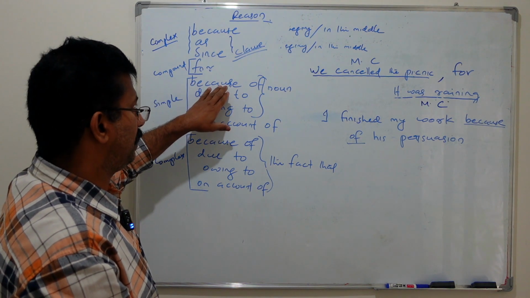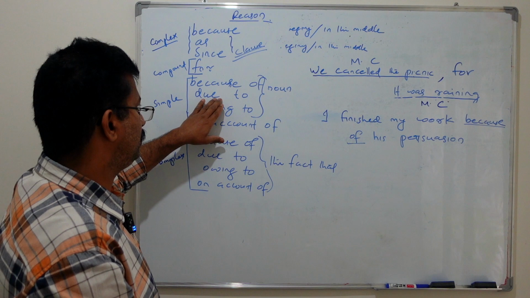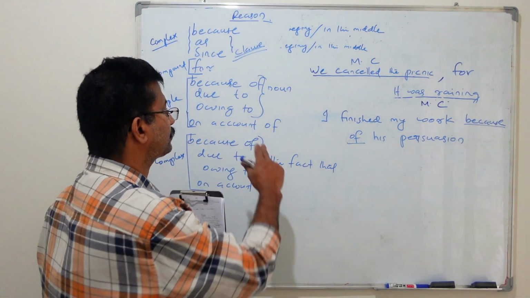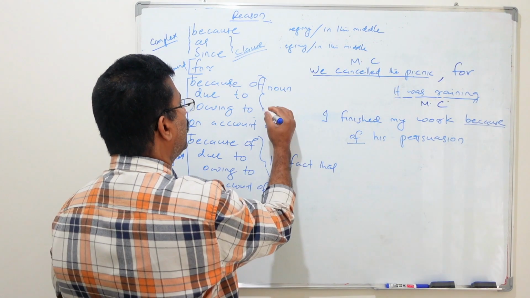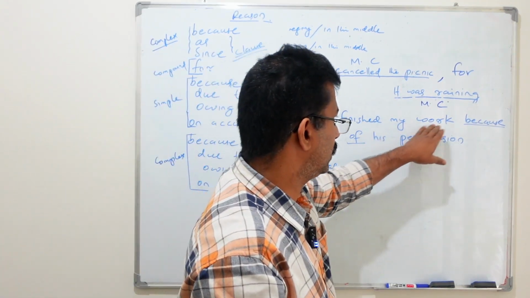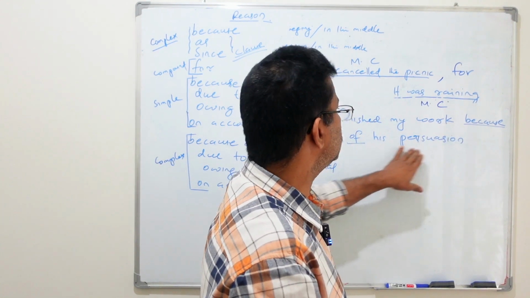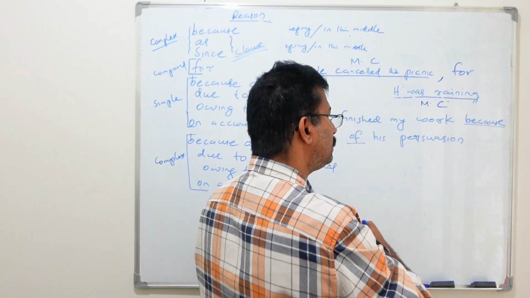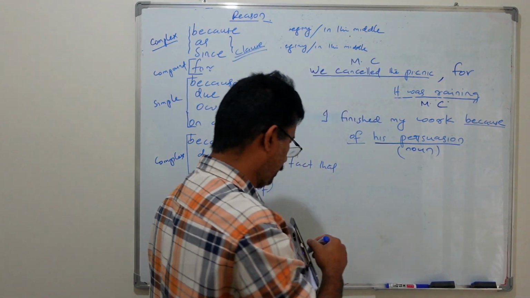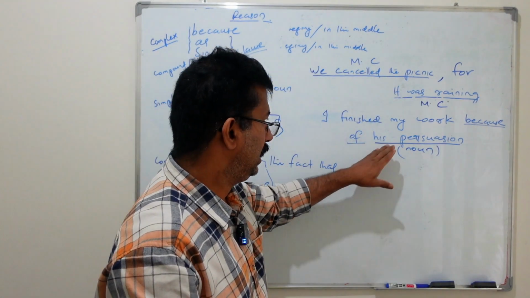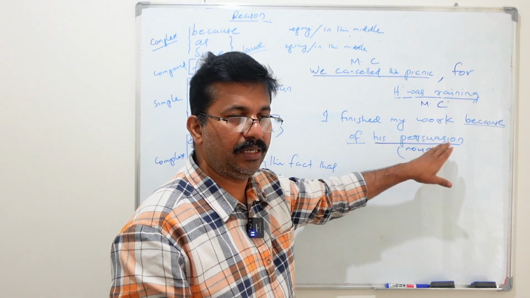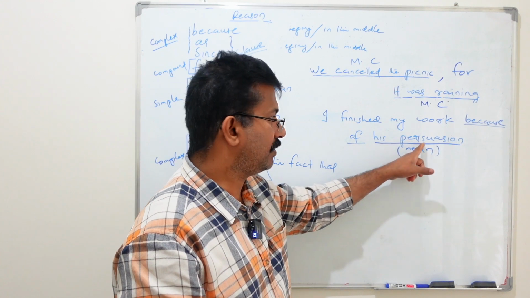But if you are writing because of, due to, owing to, and on account of, you may write a noun form. Now look at that. I finished my work because of his persuasion. His persuasion is a noun form, not a clause, because his persuasion doesn't have a subject and verb.